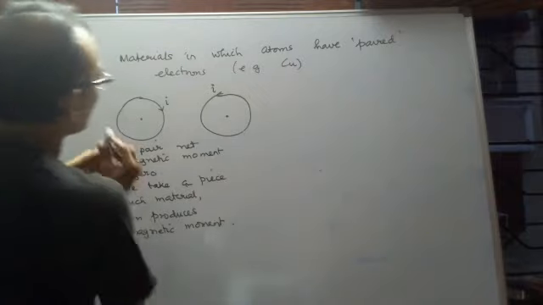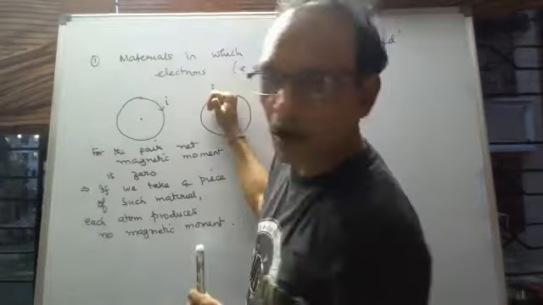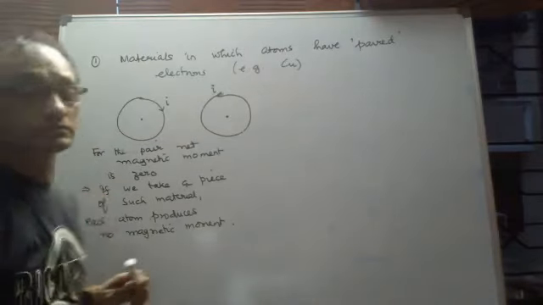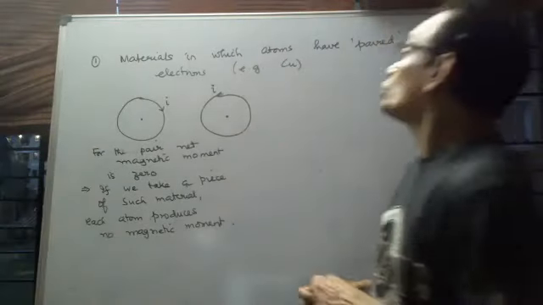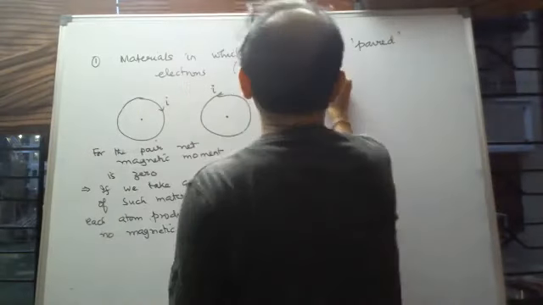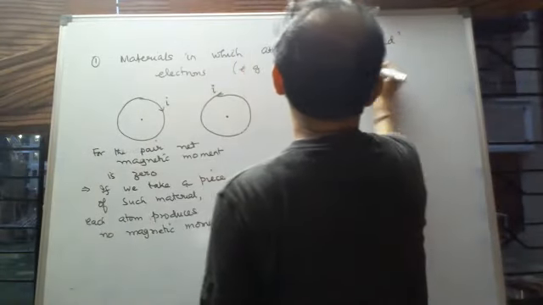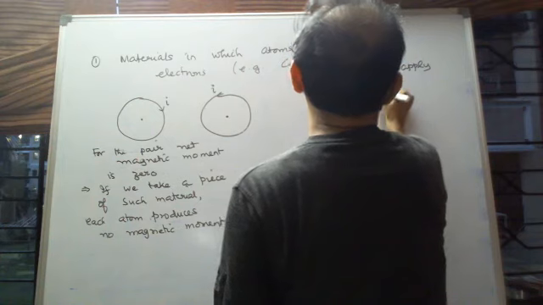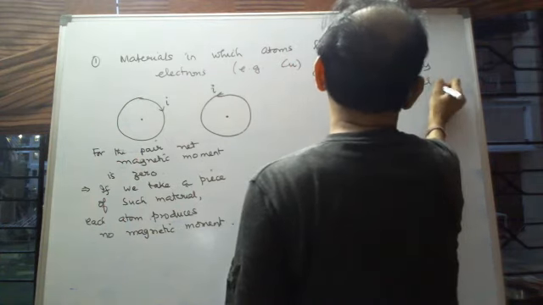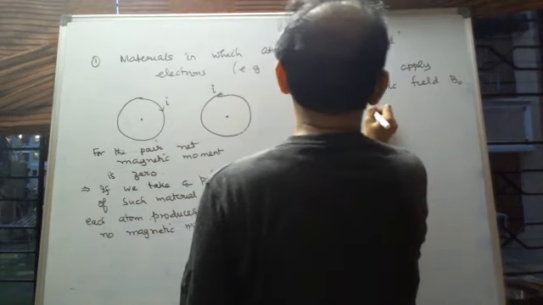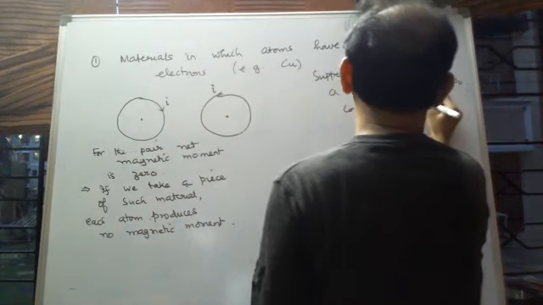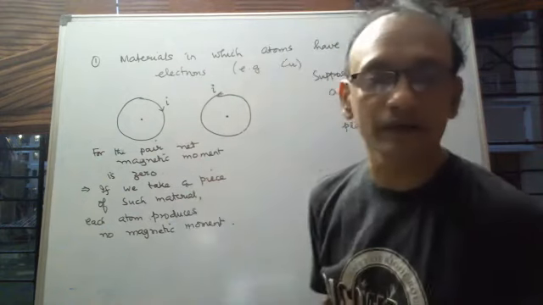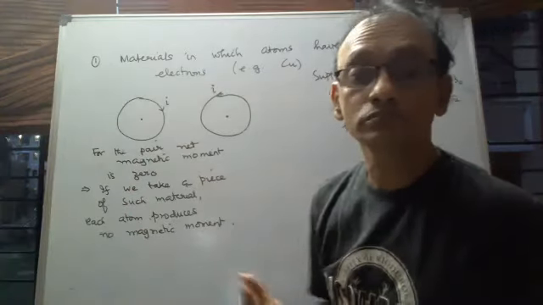Now, suppose this one's magnetic moment is out of the plane of the board, and this one's magnetic moment is into the plane of the board, right? Now suppose I apply a magnetic field B naught coming out of the plane. Suppose we apply a magnetic field B coming out of the plane. Now what will happen?